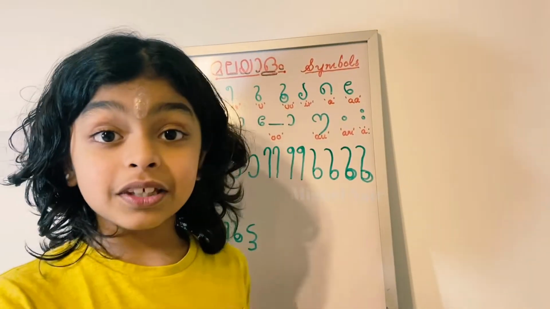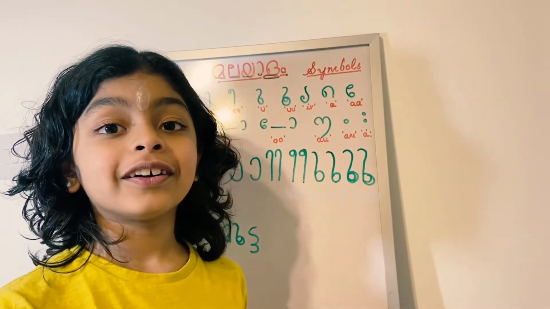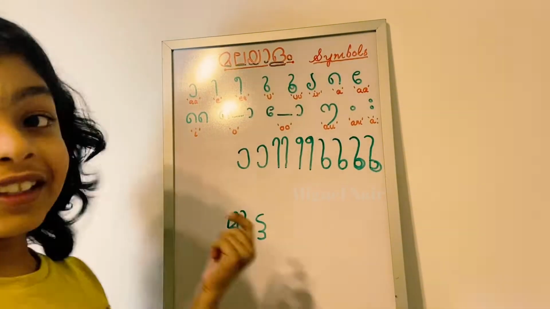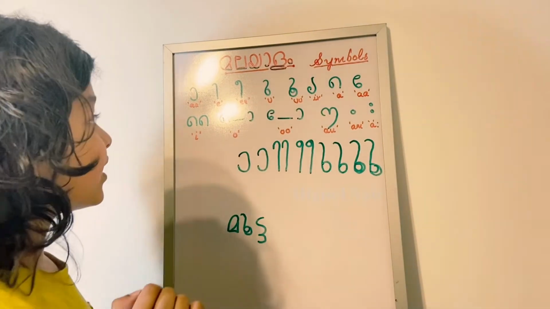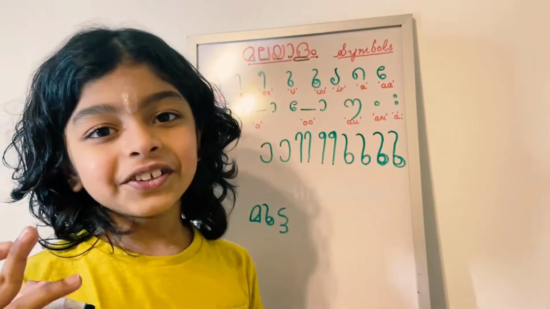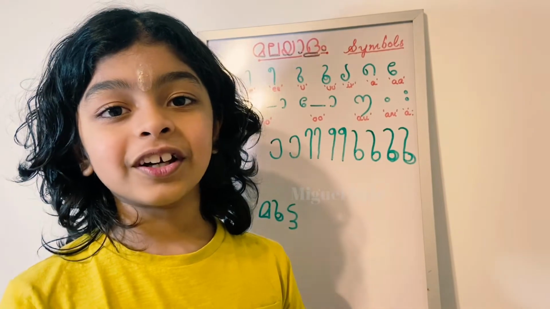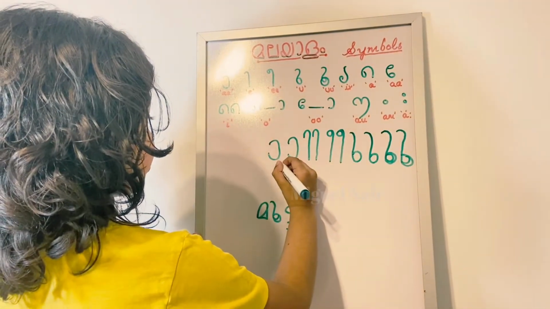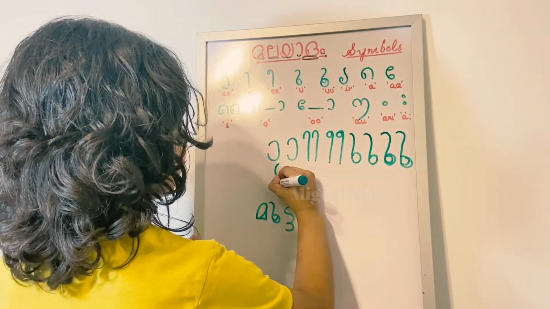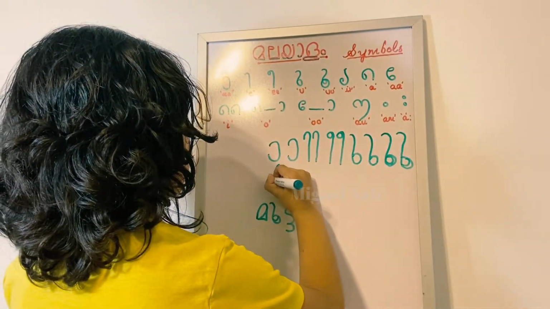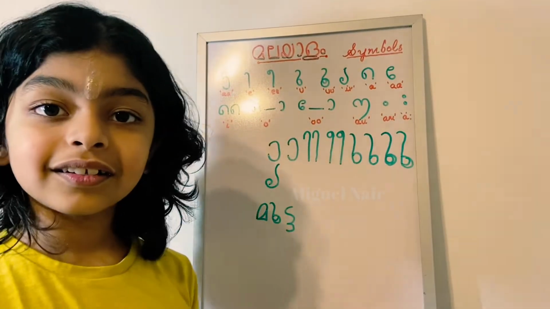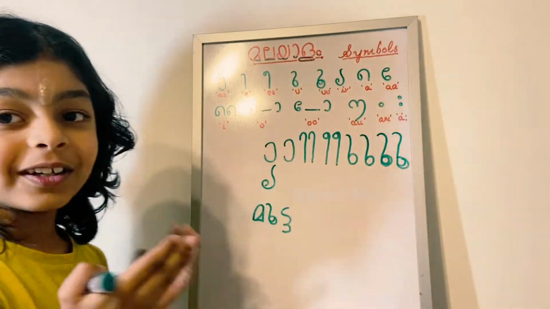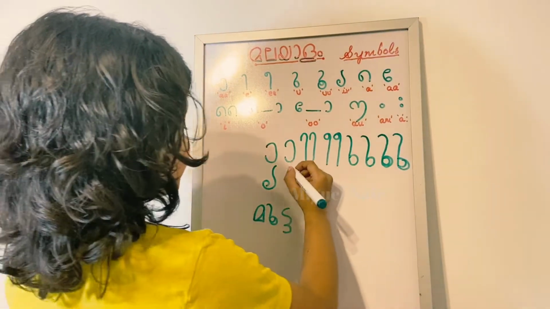Muta means bed bug. Okay, next symbol is ir. Ir is similar to the actual letter. Let me show you. So it's a swirl, then we go like that. It's another candy cane like symbol. Let me show you it again.